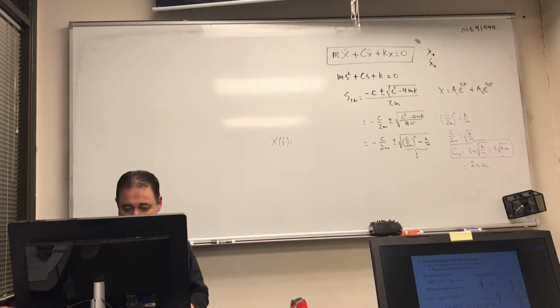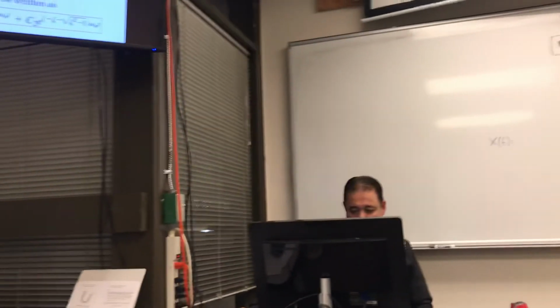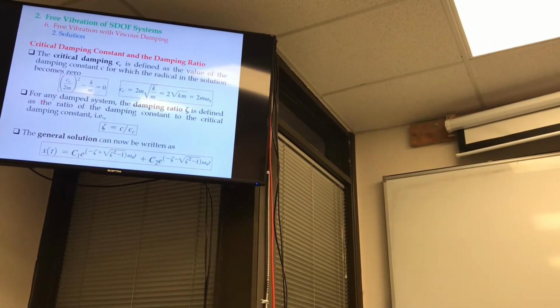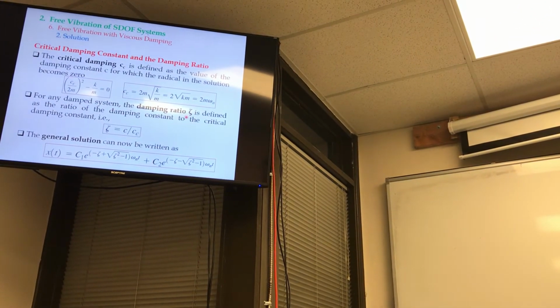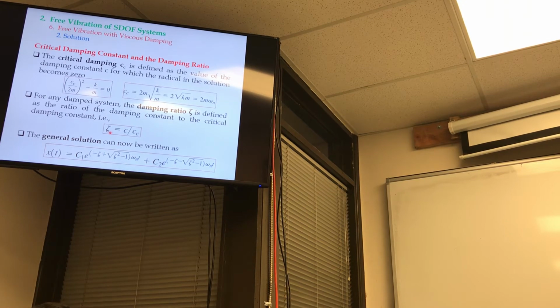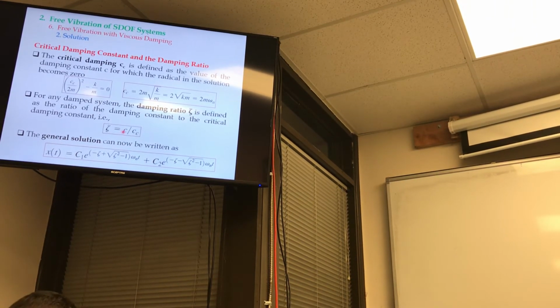So we talked about this one here. Cc is equal to this, C is equal to that. For any damped system, the damping ratio is a non-dimensional number, which is called zeta, by the way. Zeta, Z-E-T-A, is simply the ratio of the actual damping divided by the critical damping.